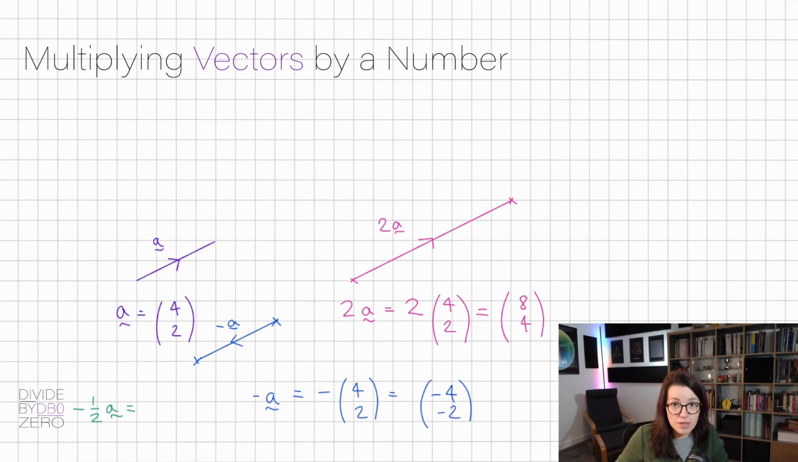So again, working with the column vector, -1/2 on the outside, (4, 2) here, times both the 4 and the 2 by -1/2, and you will get (-2, -1). Visually, that is a short vector like this, -1/2 a. And as you can see, it is going in exactly the same direction as -a, it's just half the size.